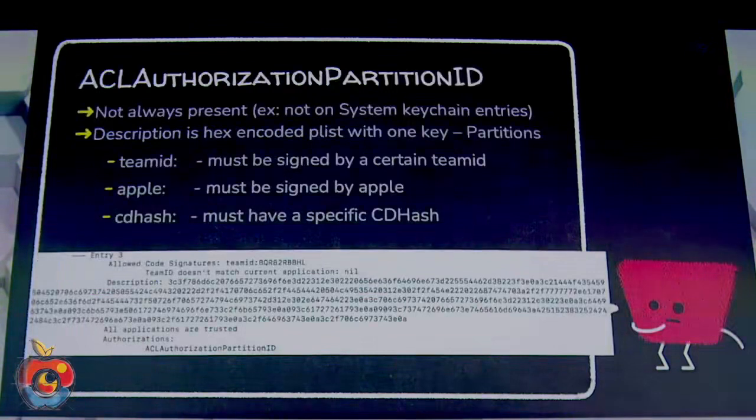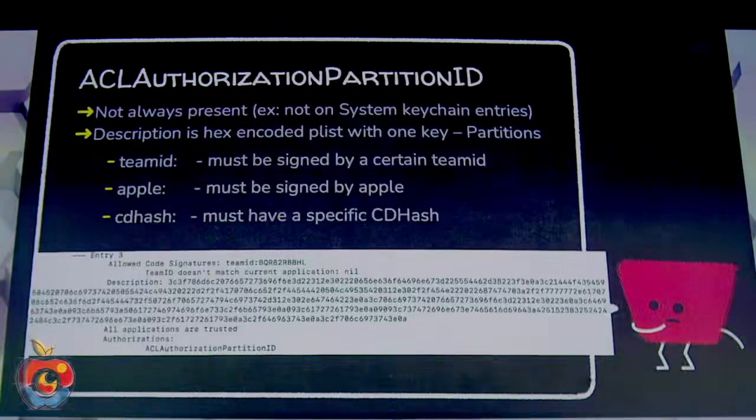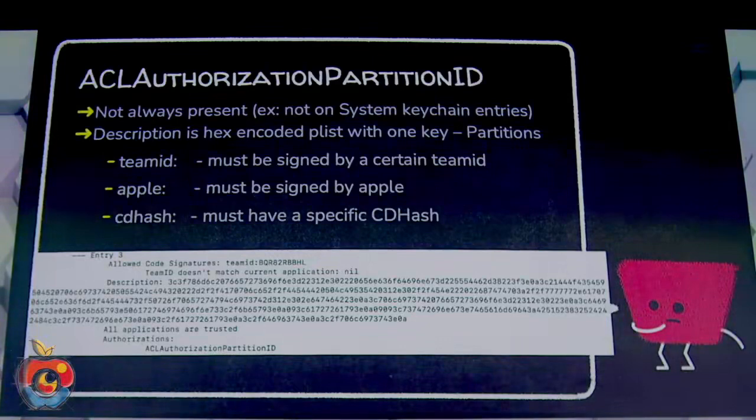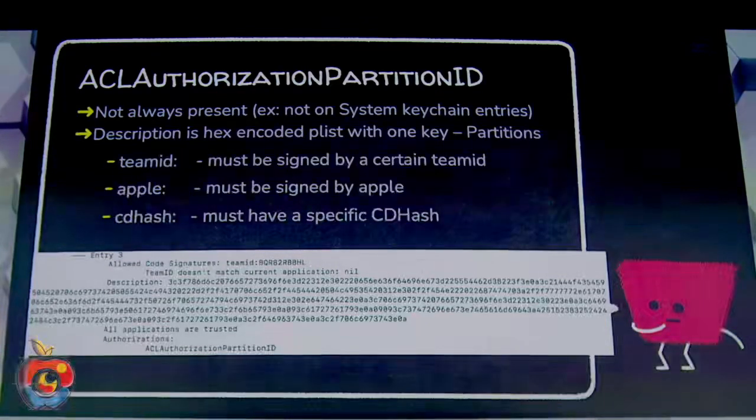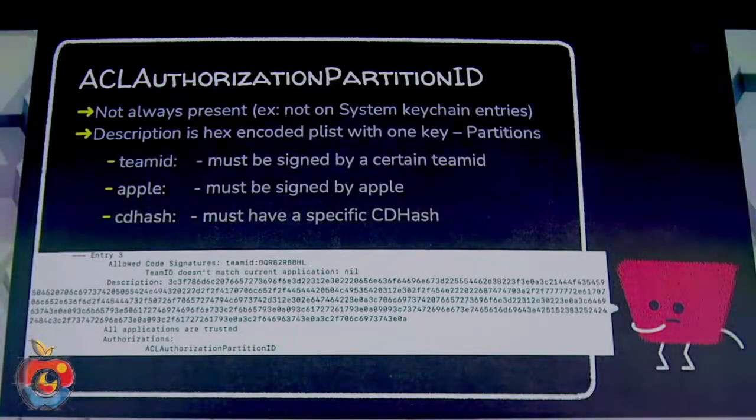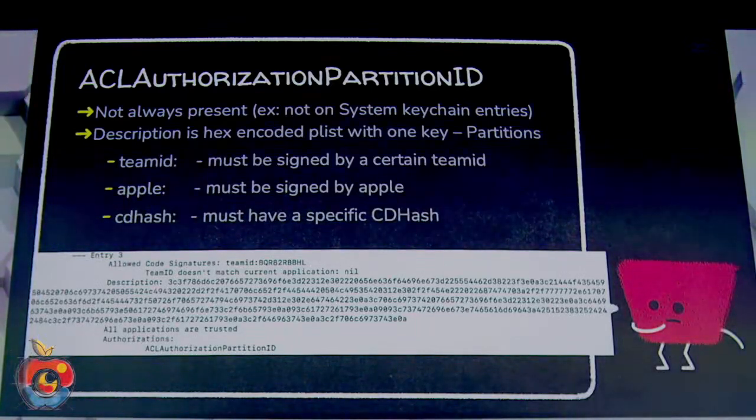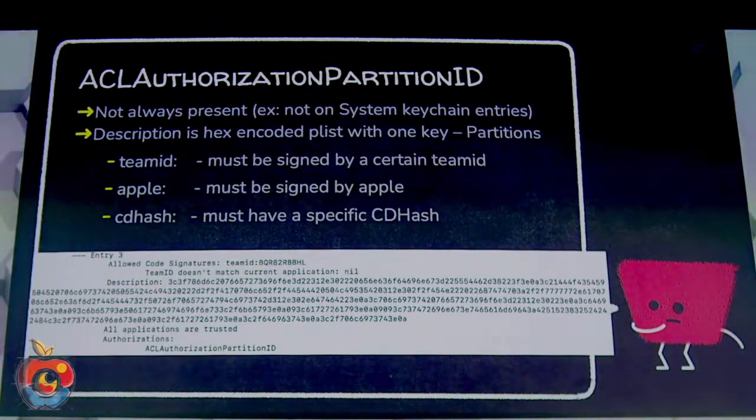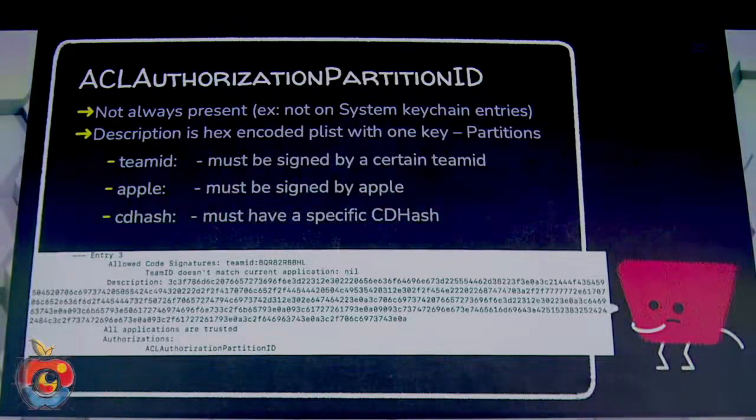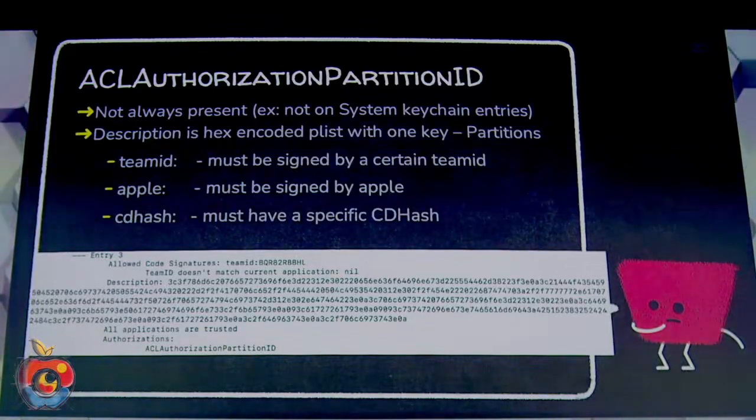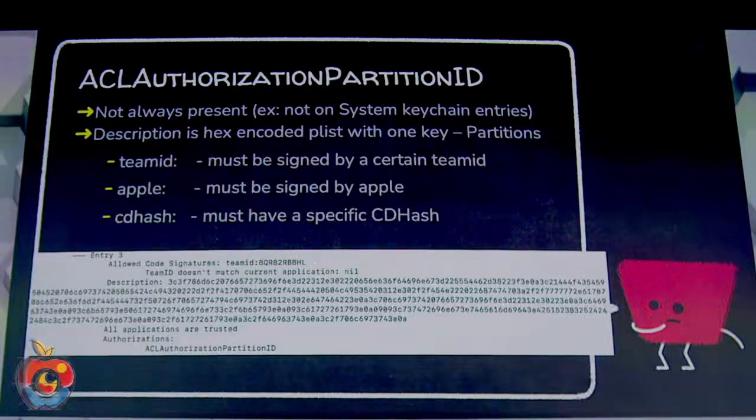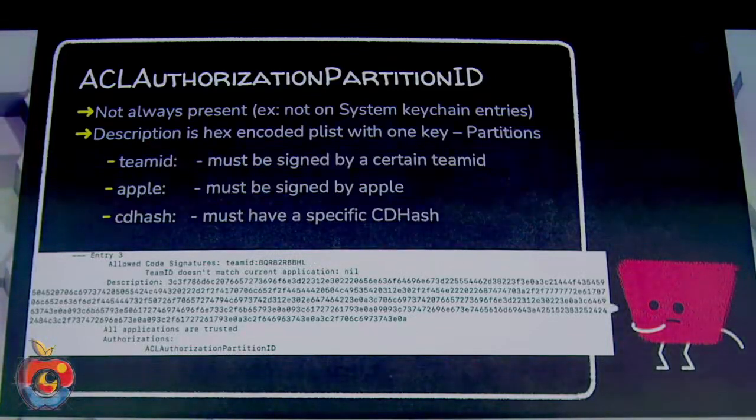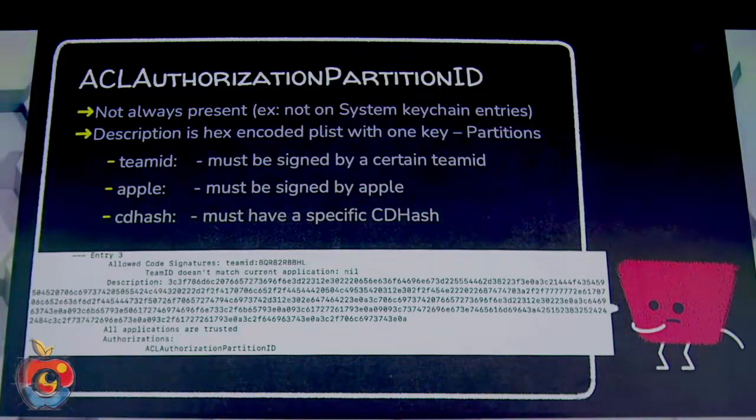If you take that whole hex blob and convert it into ASCII, it's actually, as you might expect on macOS, a plist, because everything is a plist. Inside of that, there is always only one key called partitions. And there are only a couple of things that go into this partitions key. It will either be team ID colon and then a team ID, it'll say Apple colon or Apple-tool colon, or it'll say CD hash colon and have a CD hash for a binary. So what this is actually doing is trying to identify the owner of this keychain entry.